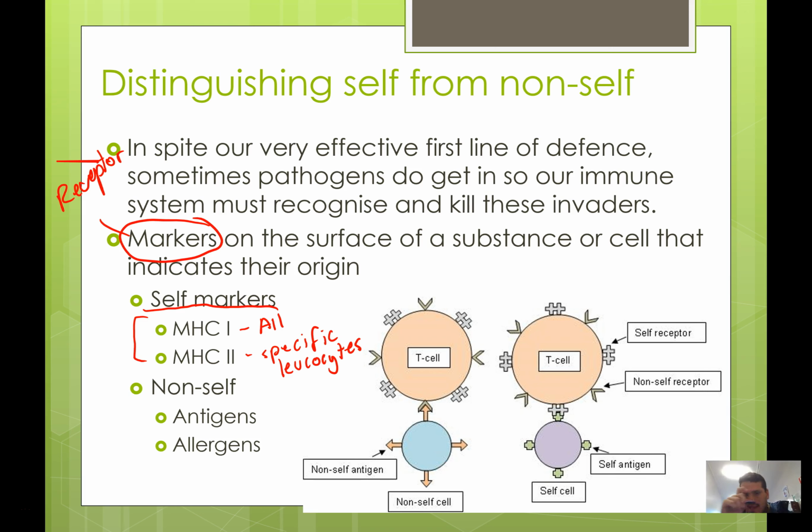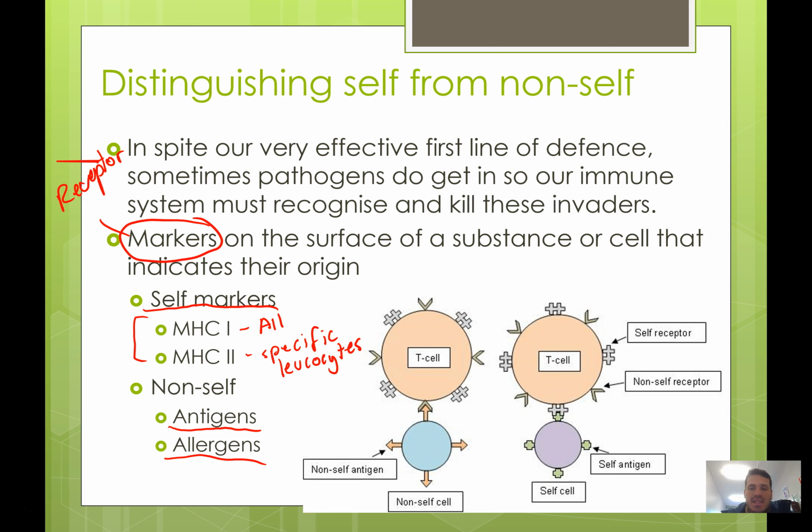Non-self markers, on the other hand, are markers that your body sees as not belonging to you anymore. The biggest group of them, and the most important, are those antigens we started talking about. And unfortunately for us, non-self markers can also be labeled as allergens. So how does that work?